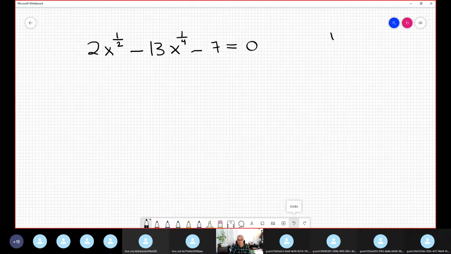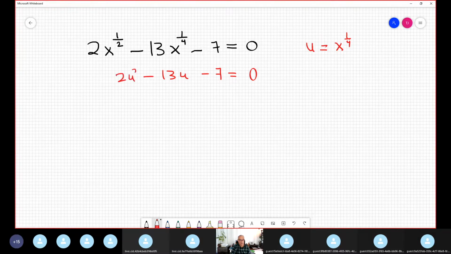Okay, so you apply u substitution. u is equal to x to the 1/4, which is the smaller exponent. You rewrite 0 is equal to 7 minus 13u plus 2u squared, because I declared that x to the 1/4 is u, and x to the 1/2 is u squared. And this equation is obviously a quadratic equation. This is the magic of the quadratic form. Using u substitution, you transform it into a quadratic equation.